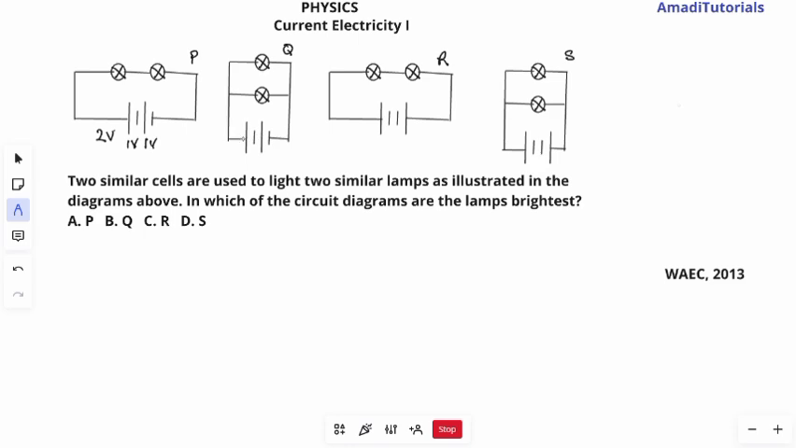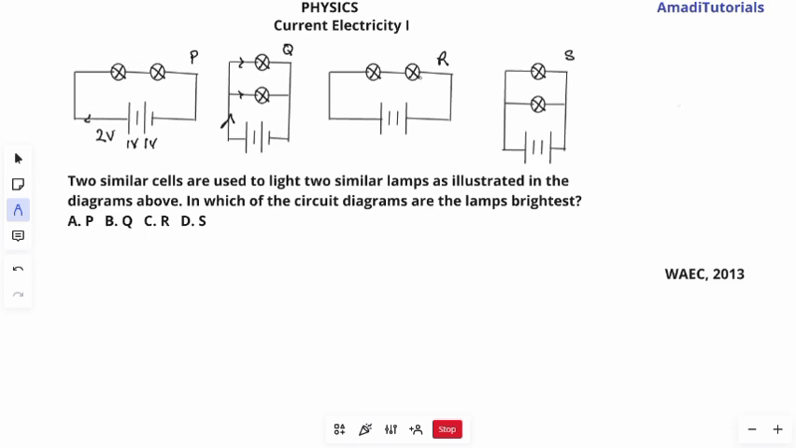And since there's less opposition, the current from this cell will be higher, and when that current comes in, it will be shared equally into two. So these lamps will be brighter. But you see this one, when you add up the resistance it becomes very high, and because of that, the current that will be drawn from this cell here will be low, which will make it not very bright.